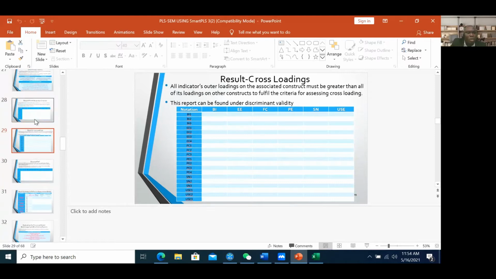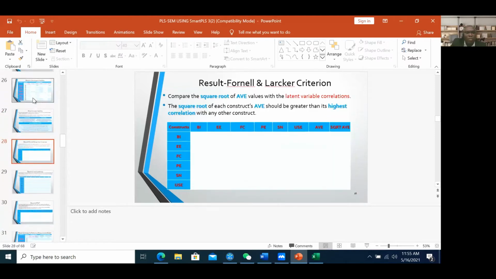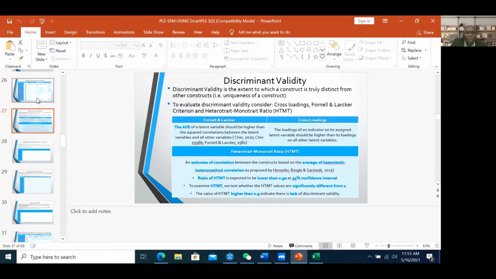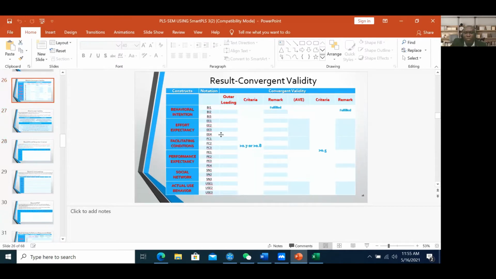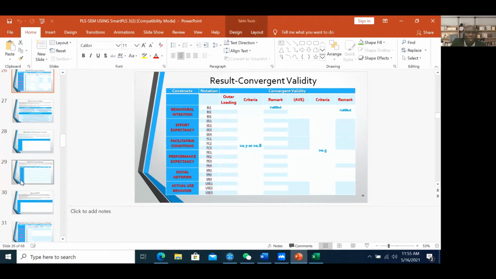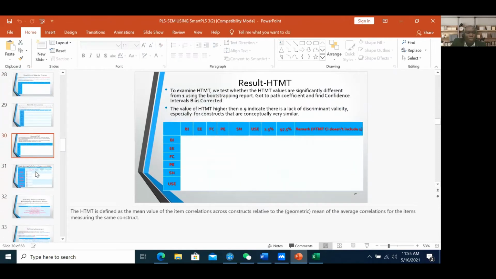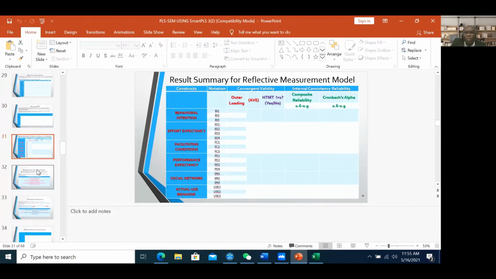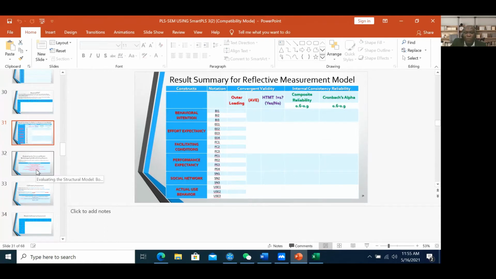Cross loading. So the convergence validity, you see the notations, and then you can put your outer loadings values here. Any question before we move on?